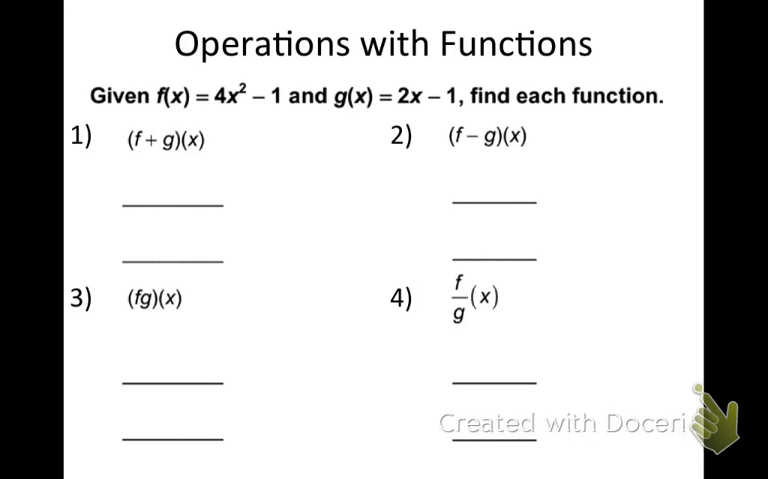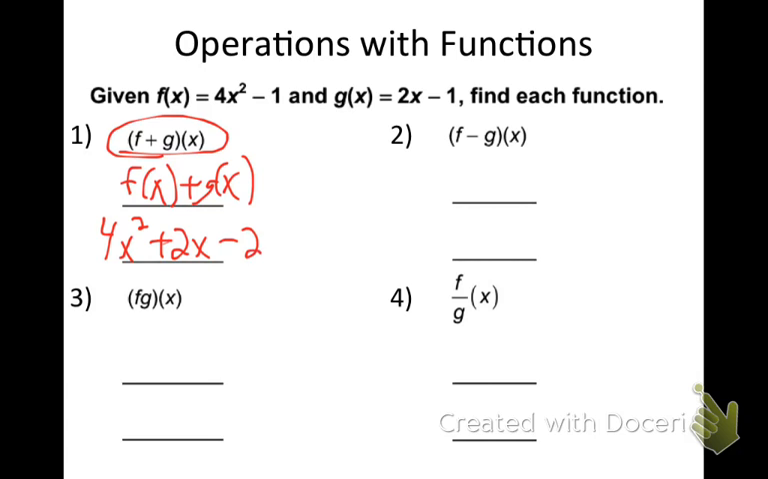Given f of x equals 4x squared minus 1 and g of x equals 2x minus 1, find each function. Recall f plus g of x is the same thing as f of x plus g of x. So I'm just going to combine like terms with respect to addition. And when I add them, I'm going to get 4x squared plus 2x minus 2, because I cannot combine the 4x squared and the 2x. The negative 1 plus negative 1 is the only thing I can really combine.